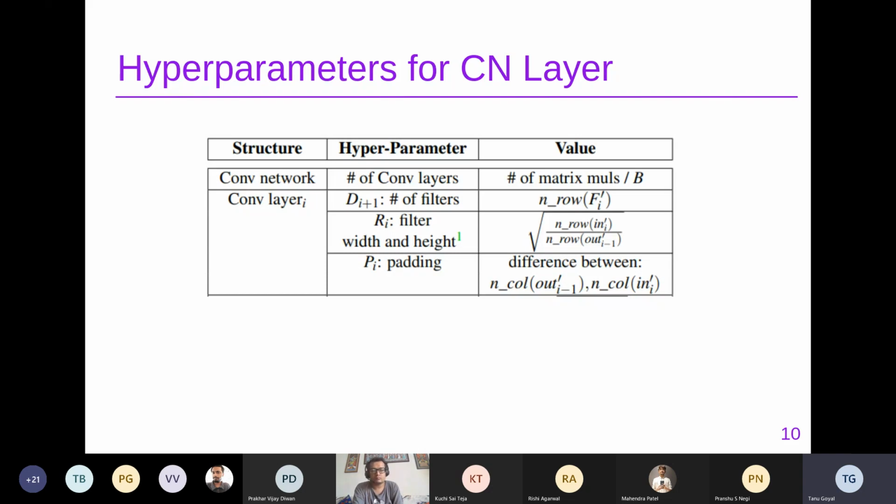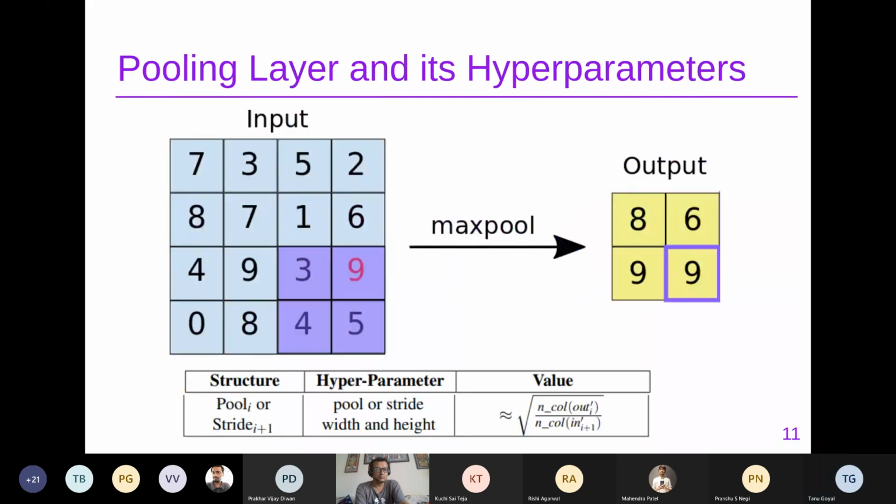Padding is useful because if we don't have enough input data and the filter size is more than the input data, we want to add extra zeros to the input. Yeah, so coming to the final layer, the pooling layer. The pooling layer is always used in between two different convolutional layers. It is further used to reduce the dimensions.